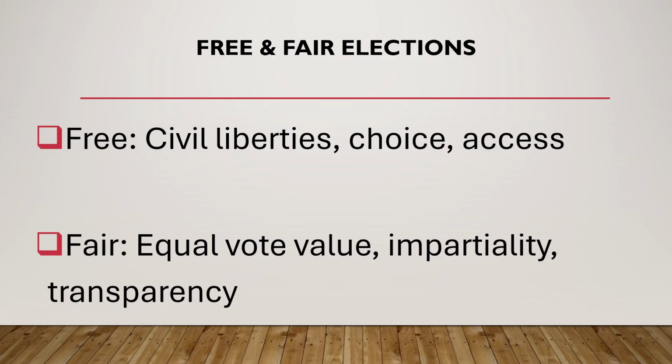So we are moving to what we call free and fair elections. These are key factors of every election. When you say an election is free, there has to be civil liberty. There has to be choice. There has to be access. When we say citizens must enjoy civil liberty, we are talking about having freedom of speech, assembly, and association.